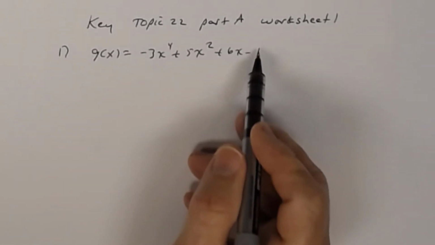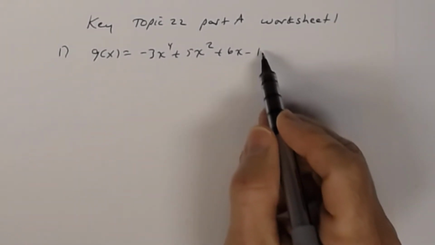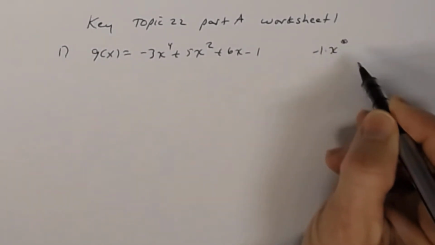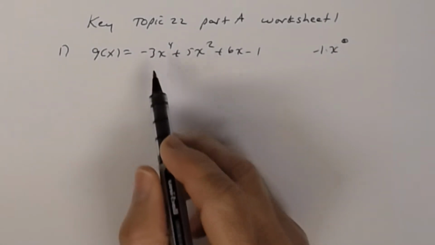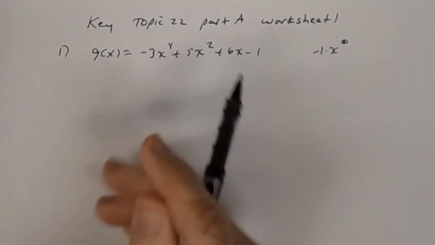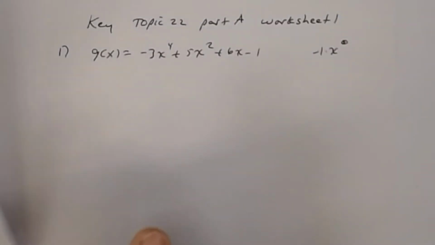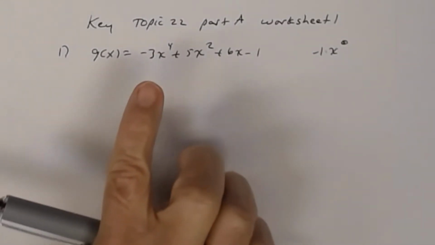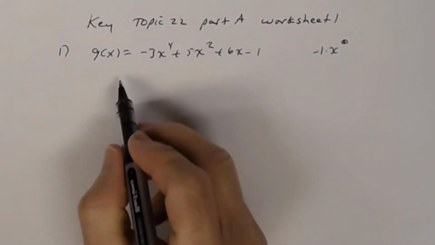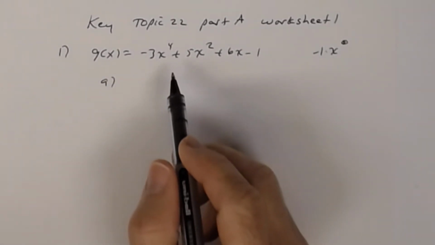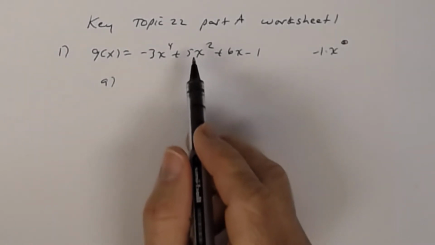And so you have a constant as well, and this constant, by the way, you can think of as negative 1 times x to the 0 power, just to be aware of that. Okay, so in part A, it says you want to find the leading term of g of x. Now remember, the leading term does not mean the first term you see. The leading term is the term with the largest degree.